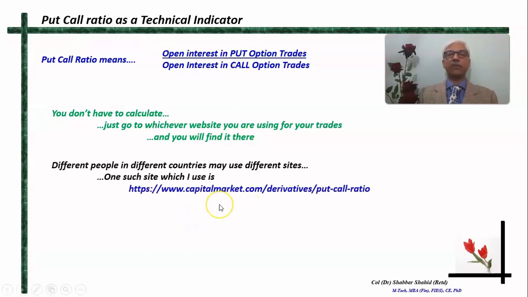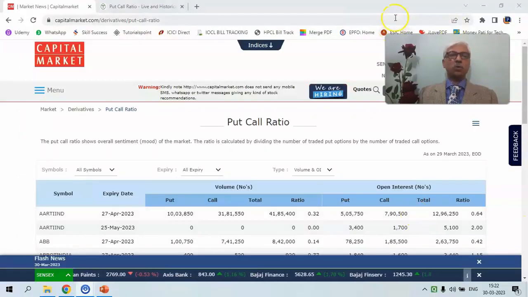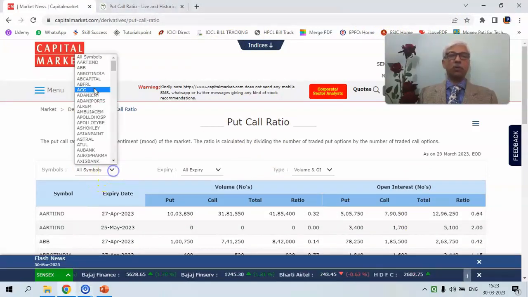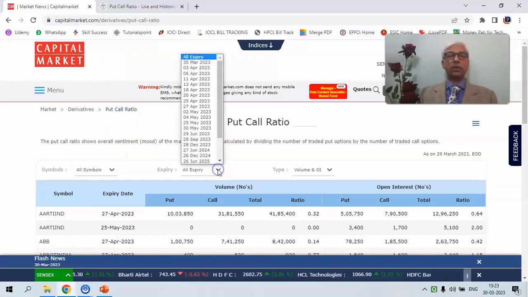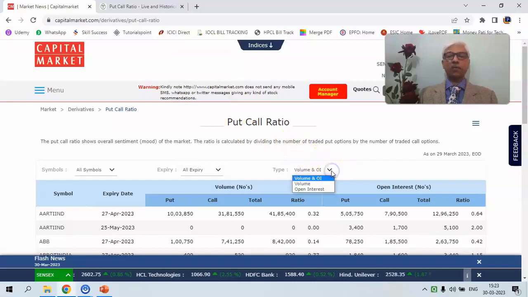Different people in different countries may use different sites. One such site which I use is capitalmarket.com. Quite a simple one. You just go to the site and here you can see down. You can select whichever stock or index you want to see the put call ratio of. Then you can also select the expiry date, the expiry for which you want to see the put call ratio. Then you can also select whether you want to see the put call ratio based on volume or based on open interest.